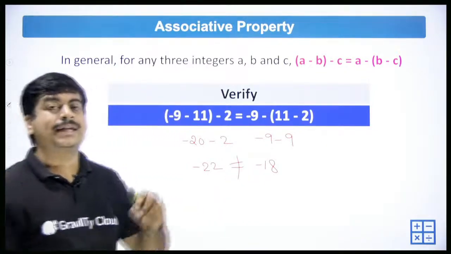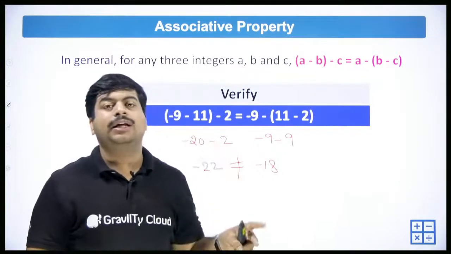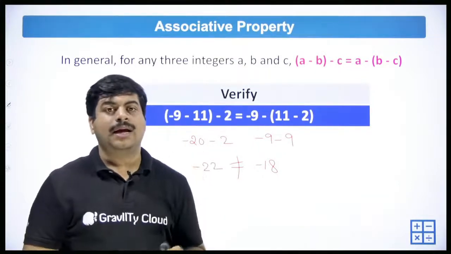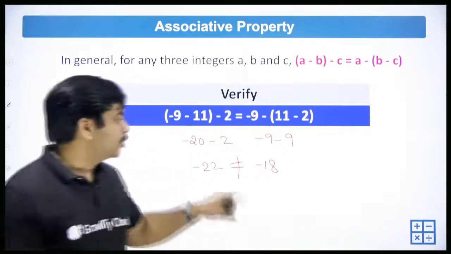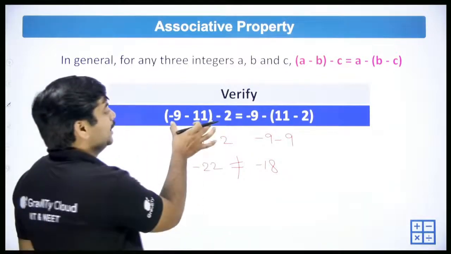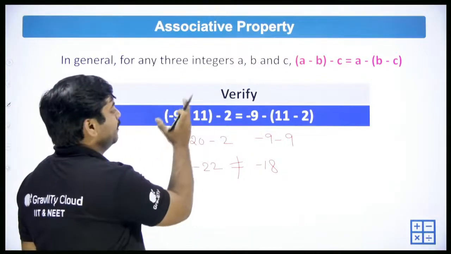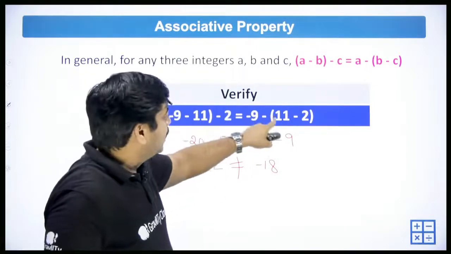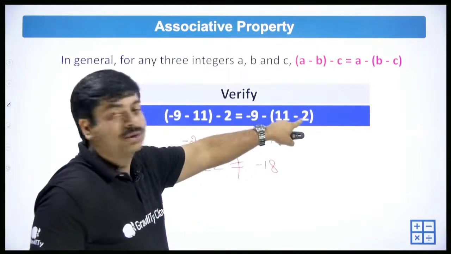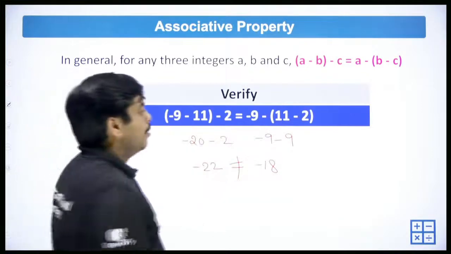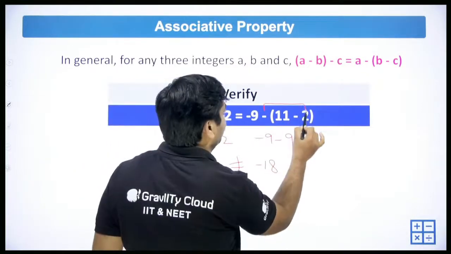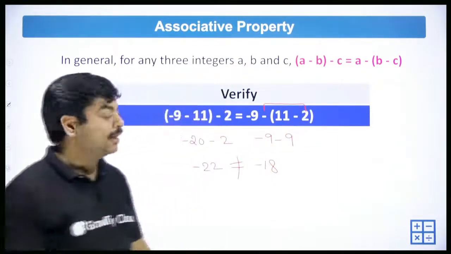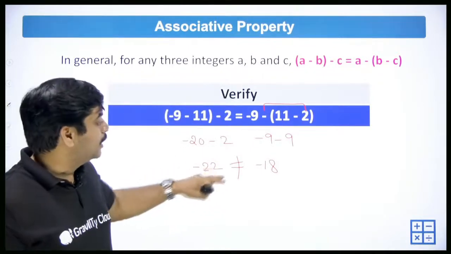Because we have a property: negative into negative is positive. Here you can see all these are negatives, so minus 9, minus 11, minus 2, we got minus 22. But here minus 9 is correct, minus 11 is correct, but minus of minus 2 will give you plus 2, and that is the difference. That is the way we are getting minus 22 here and minus 18 here.